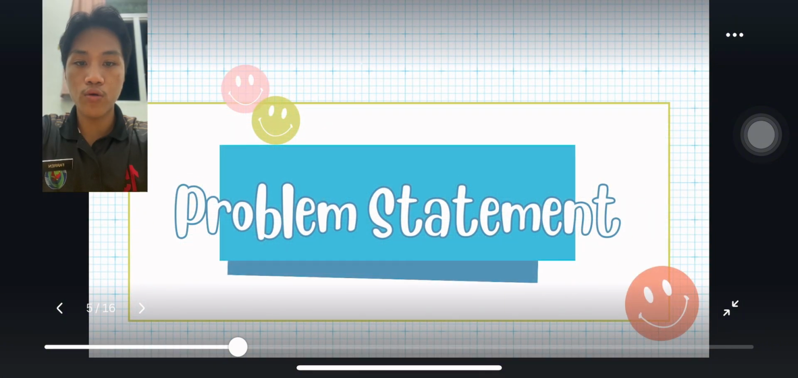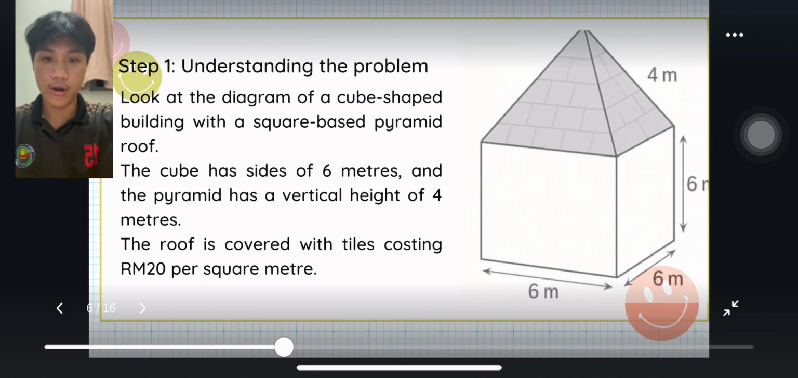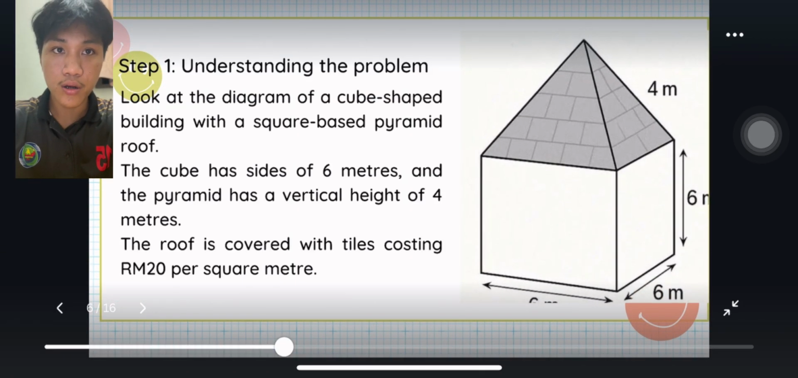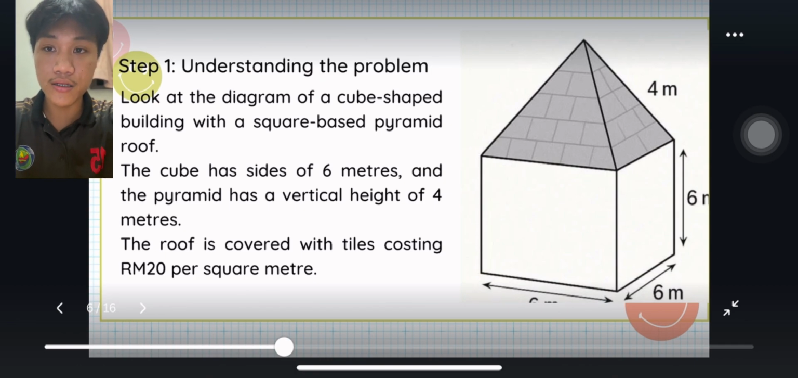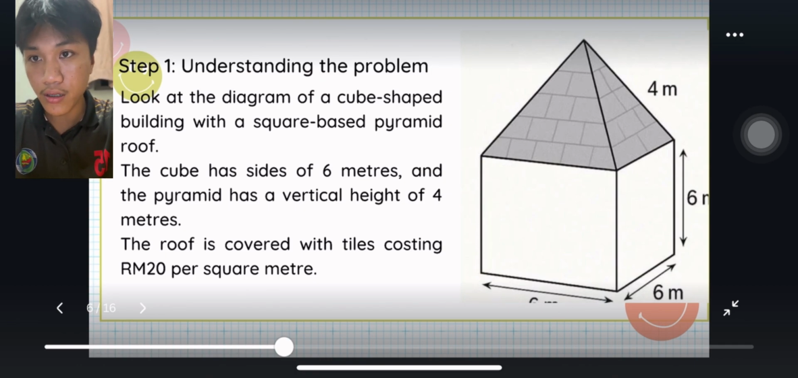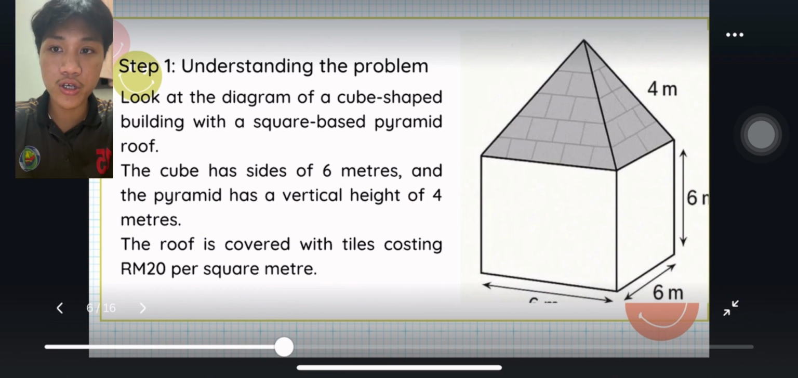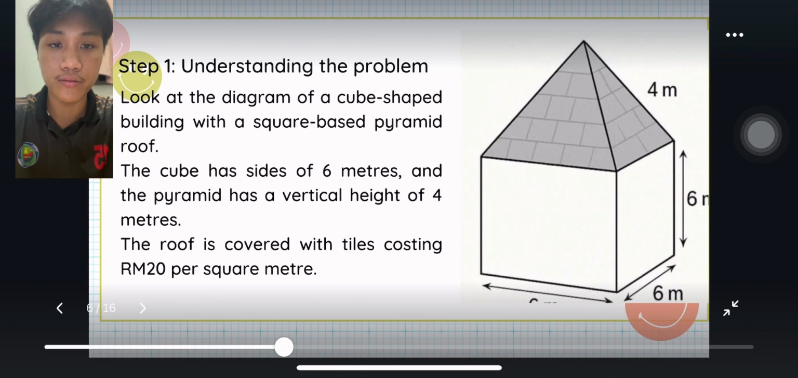Now we're going to move on to the problem statement. The first Polya step, step 1, is understanding the problem. The question shows a diagram of a cube-shaped building with a square base pyramid roof. The cube has sides of 6 meters and the pyramid has a vertical height of 4 meters, while the roof is covered with tiles costing RM20 per square meter.